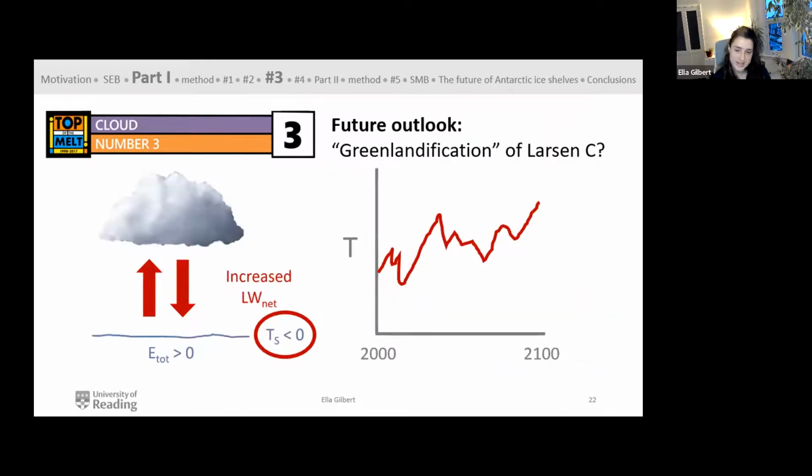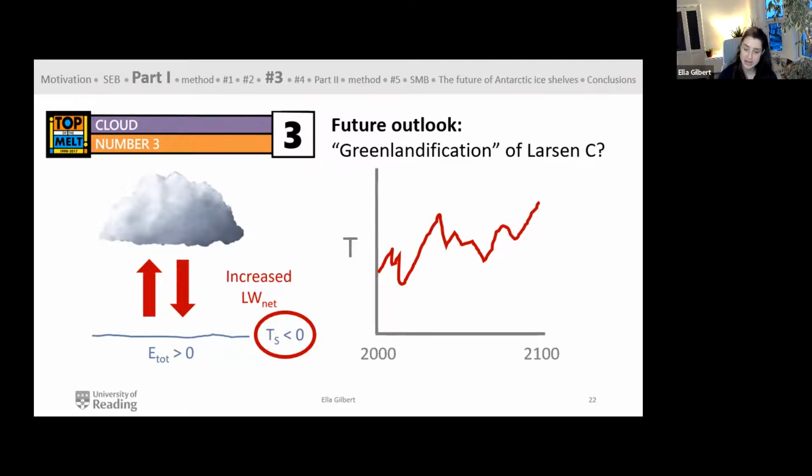Now, because cloud generates positive total fluxes, so E total in that equation for the surface energy balance, the energy is available to do that melting work. It just depends on the temperature. So if the temperature is at the melting point of 0, then cloud can drive melting.